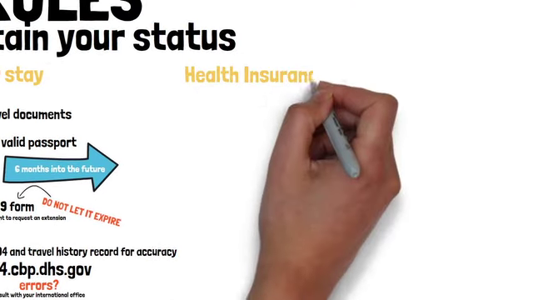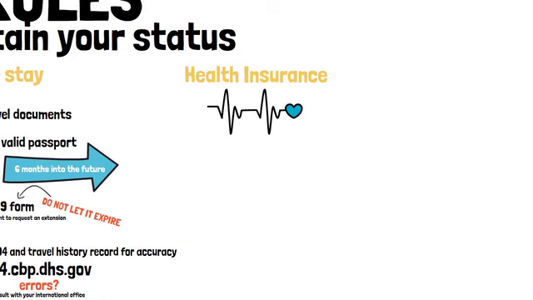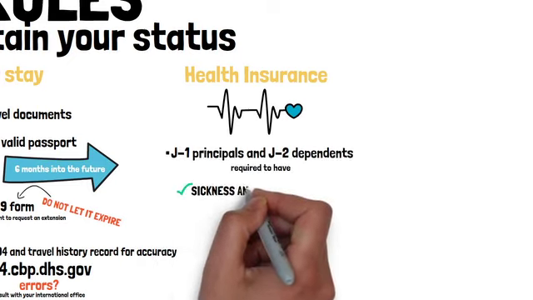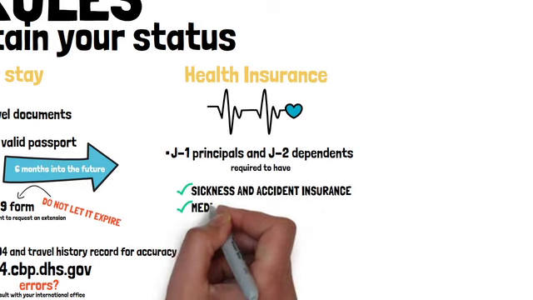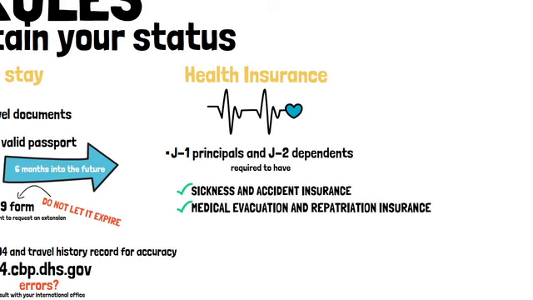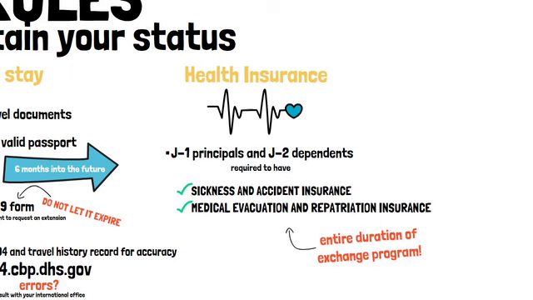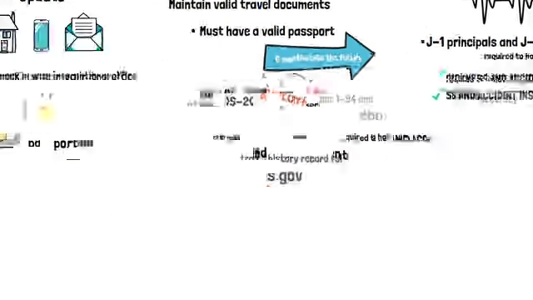Health insurance. All exchange visitors, both J1 principals and J2 dependents, are required to have sickness and accident insurance, as well as medical evacuation and repatriation insurance in effect for the duration of their exchange program. More detailed information regarding health insurance requirements will be discussed in future videos.